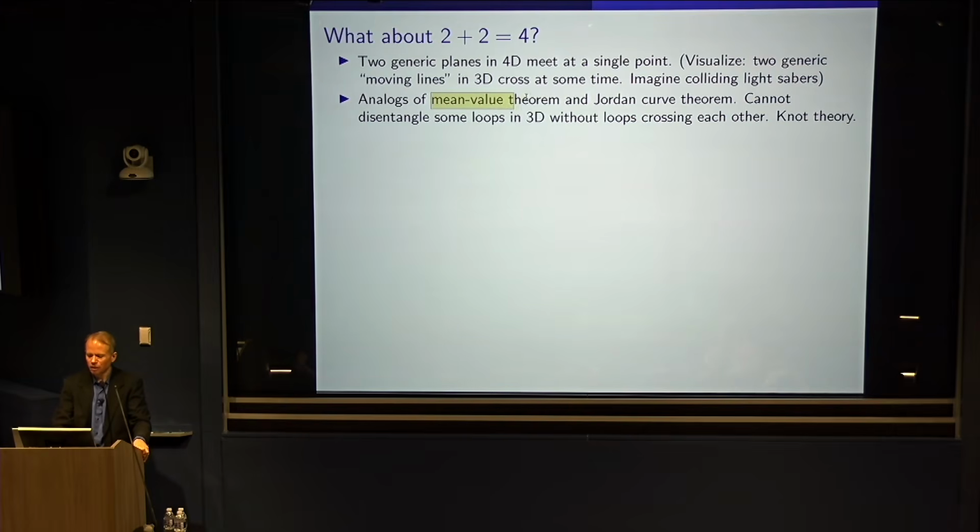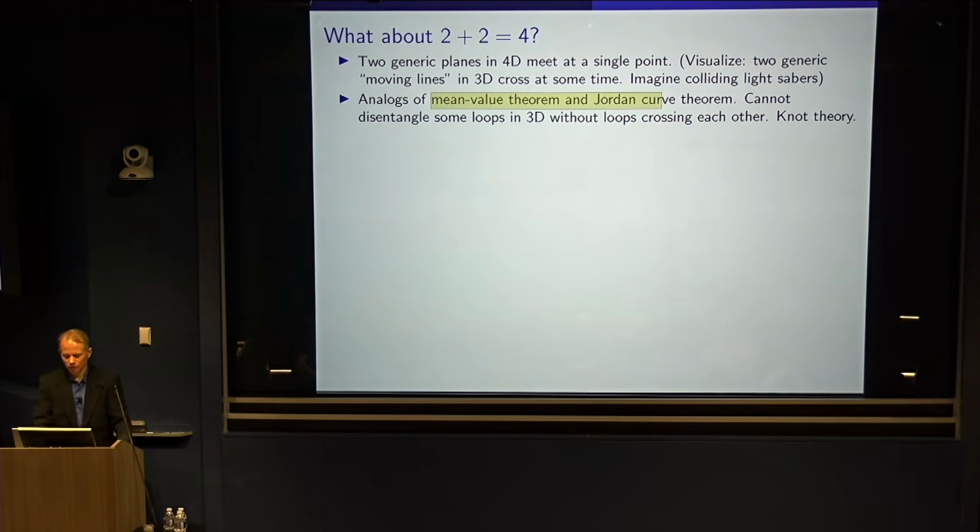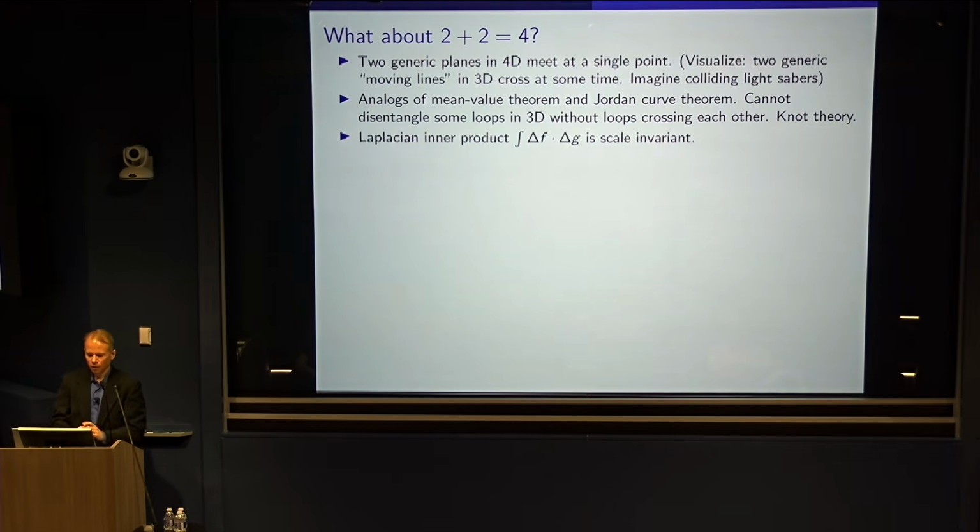We can also extend this, just like we did with the mean value and Jordan curve theorem, to curvy things. The fact that 2 loops cannot be disentangled without crossing each other is a related result to what I told you about 2 points not being able to pass each other. 2 cars can't get past each other in 1 dimension. Well, in 3 dimensions, 2 loops can't get past each other. And that's very closely related to this 2 plus 2 equals 4, the fact that 2-dimensional planes have to intersect. So basically, all of knot theory is a branch of mathematics that exists because 2 plus 2 equals 4.